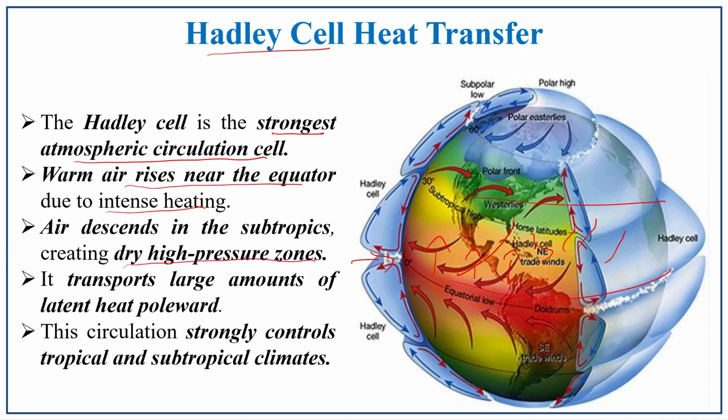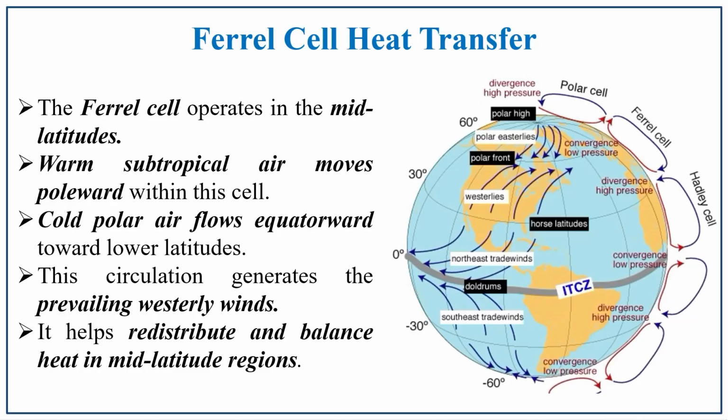So, from here what happens? The air is descending towards the equator. There is a transport of a large amount of latent heat poleward. The latent heat concept we will be discussing in detail in the next lectures to come. This circulation strongly controls the tropical and subtropical climates. So, in these latitudes the climate pattern is mainly controlled by this movement of air.